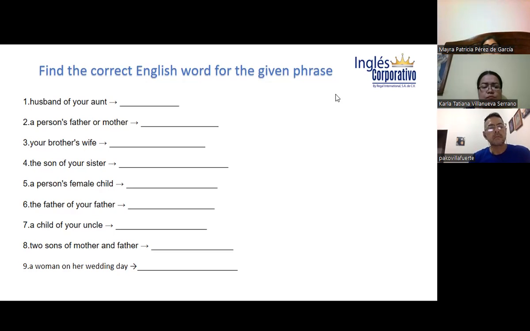The next one, number four, the son of your sister is, what is that? Cousin? No, is the son? Nephew. The nephew, yes, is the nephew. That's correct. So we also write it here. Nephew. Look at this.